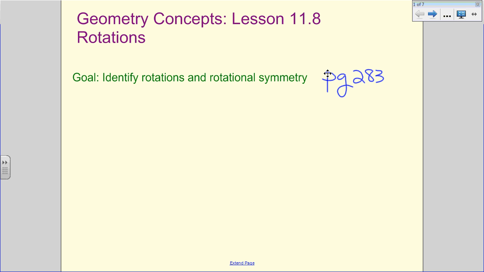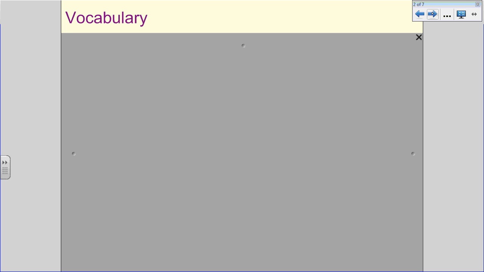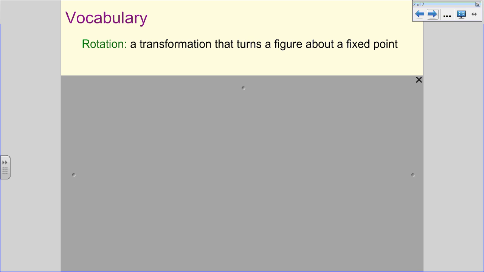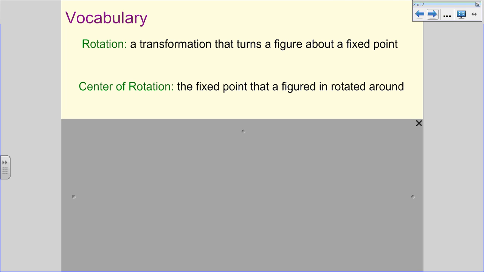So if you need to pause and get turned to page 283. We've got some vocab we want to go through first. Rotation. It's just a transformation that turns a figure about a fixed point. So we're going to have a fixed point and we're going to turn around it. So if you think of a carousel, that is a rotation because there's the middle post and everything turns around on that. The center of rotation is the fixed point, so whatever we're rotating around.